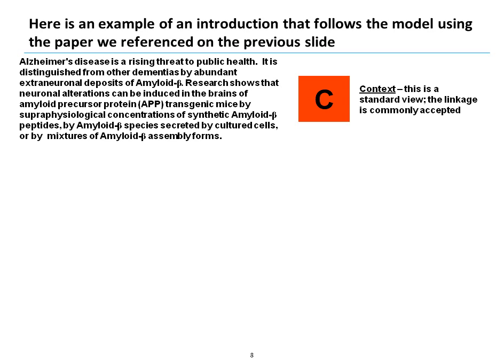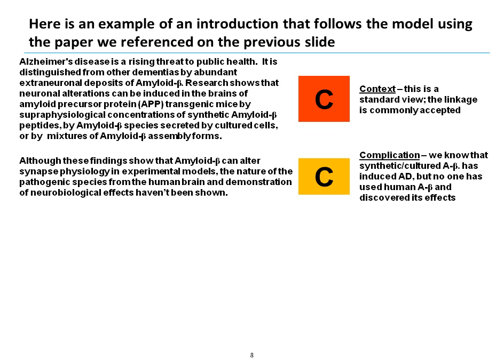Research shows that neuronal alterations can be induced in the brains of amyloid precursor protein transgenic mice by supraphysiological concentrations of synthetic amyloid beta peptides, by amyloid beta species secreted by cultured cells, or by mixtures of amyloid beta assembly forms. So this is the standard view. The linkage is commonly accepted. We can induce AD-type activity by placing synthetic amyloid beta into the brains of transgenic mice.